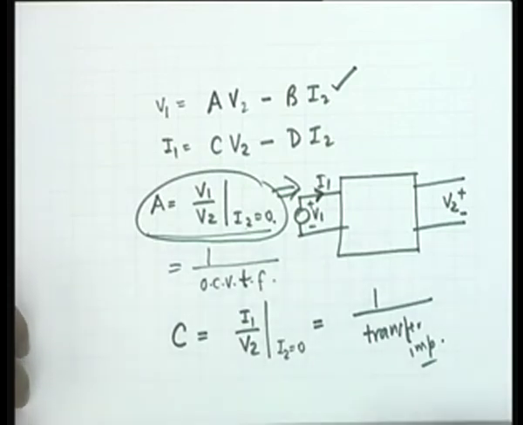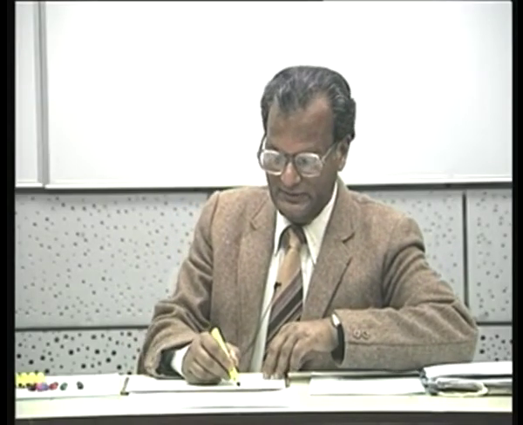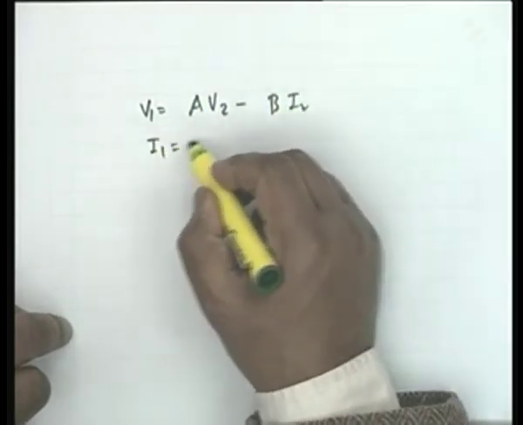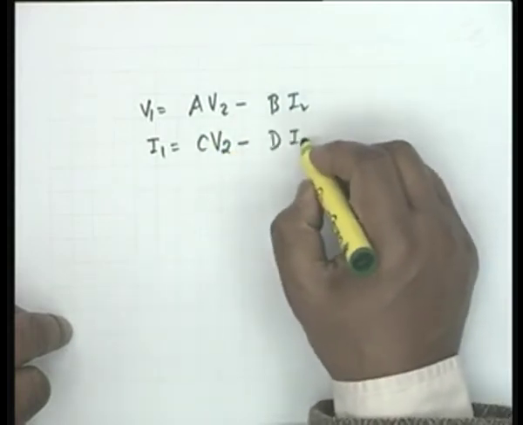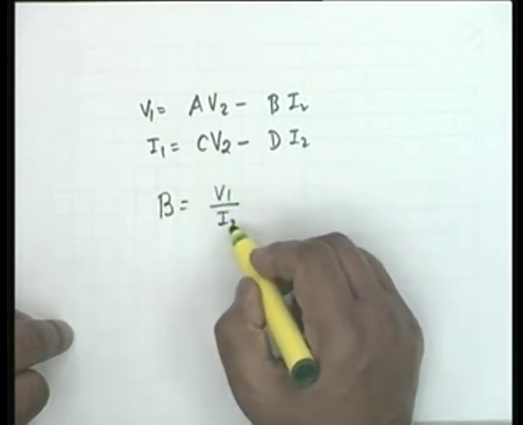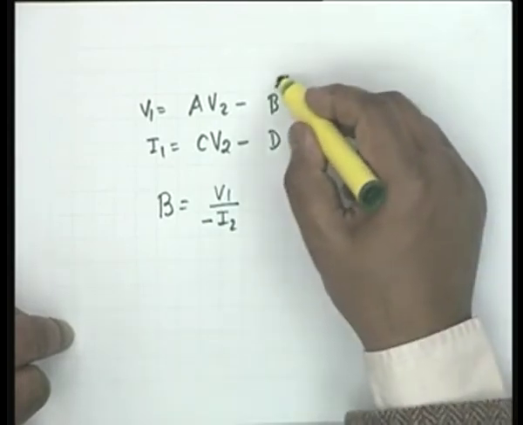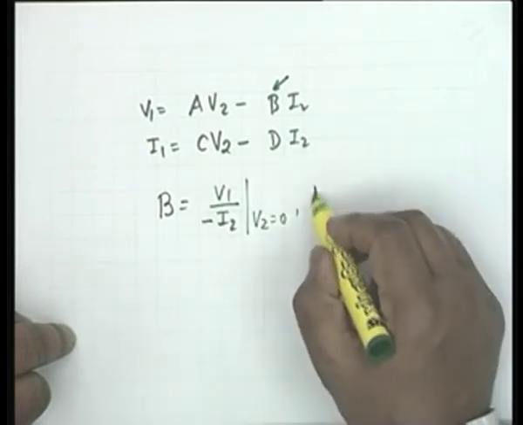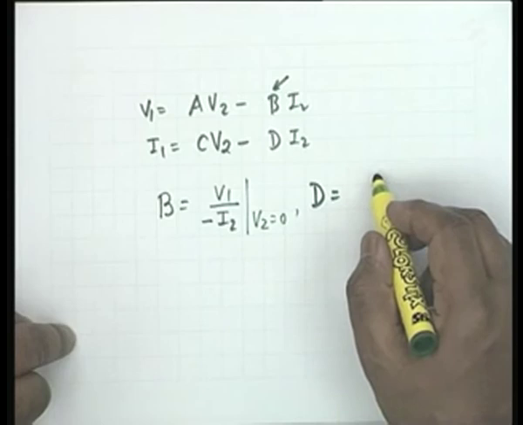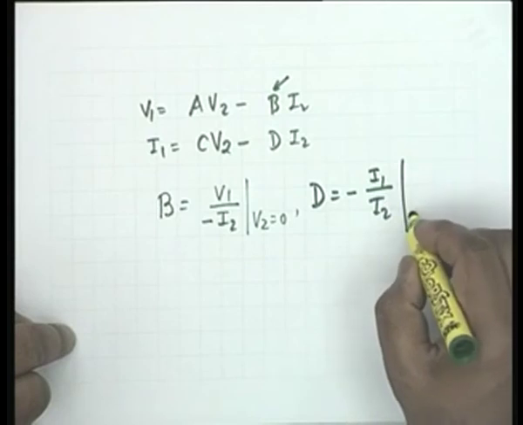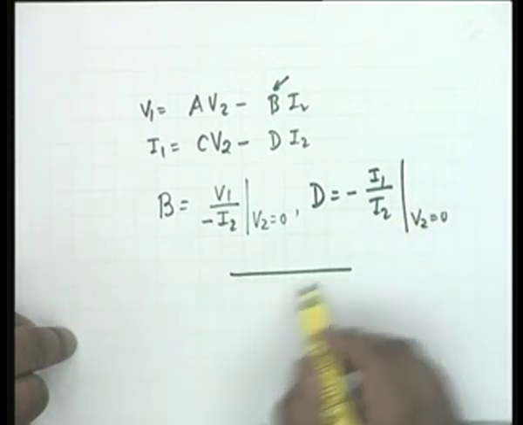All right. Next, let us look at the interpretation of B and D. V1 is equal to A V2 minus B I2, I1 is equal to C V2 minus D I2, and therefore B is equal to V1 by minus I2 under the condition V2 equal to 0, and D is equal to I1 by minus I2 under the condition V2 equal to 0. So, let us make V2 equal to 0.